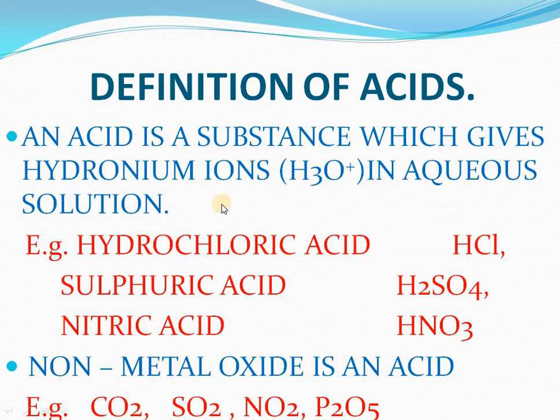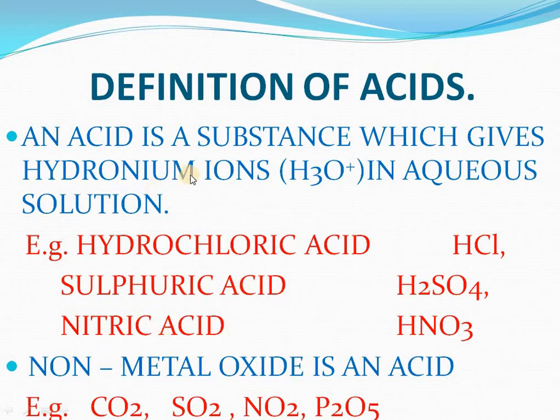So this is the basic definition. Any substance which, when dissolved in water, gives hydronium ion is known as an acid. Now we are clear with the definition of acids. We know the examples of acid: hydrochloric acid HCl, sulfuric acid H2SO4, nitric acid HNO3.